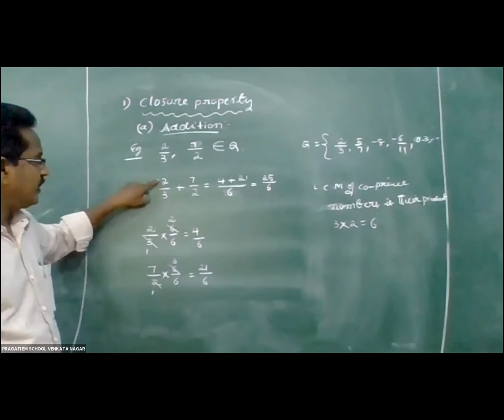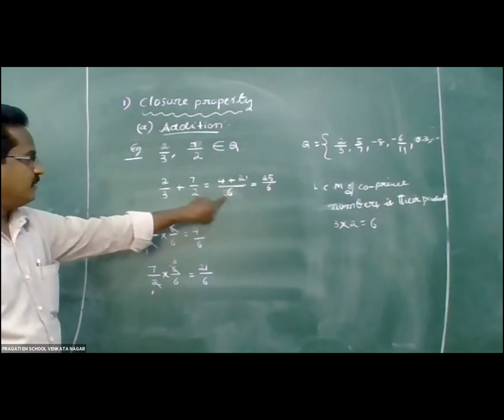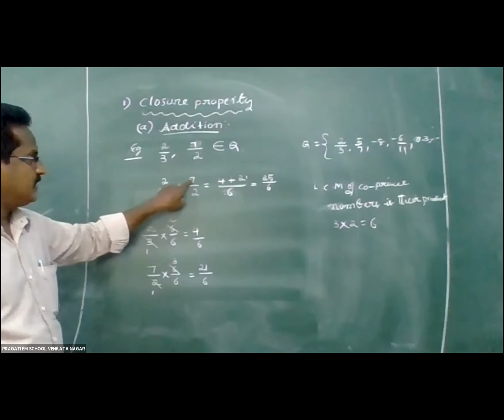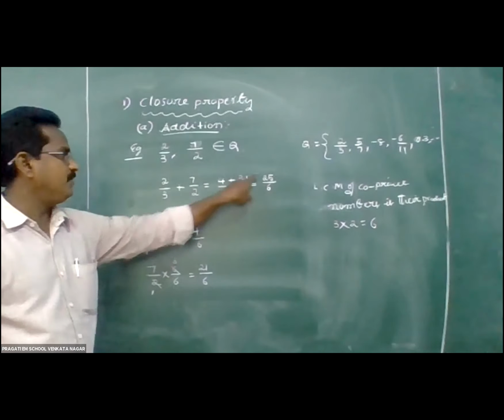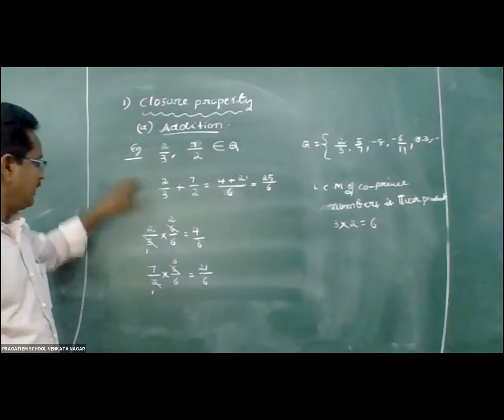So already numerator 2 is there. 2 2s are 4, plus 2 table, how many times divisible by 6 here? 3 times. Now numerator 7. 3 7s are 21. So 4 plus 21, 25 by 6. Like this. Otherwise, we can do like this also.